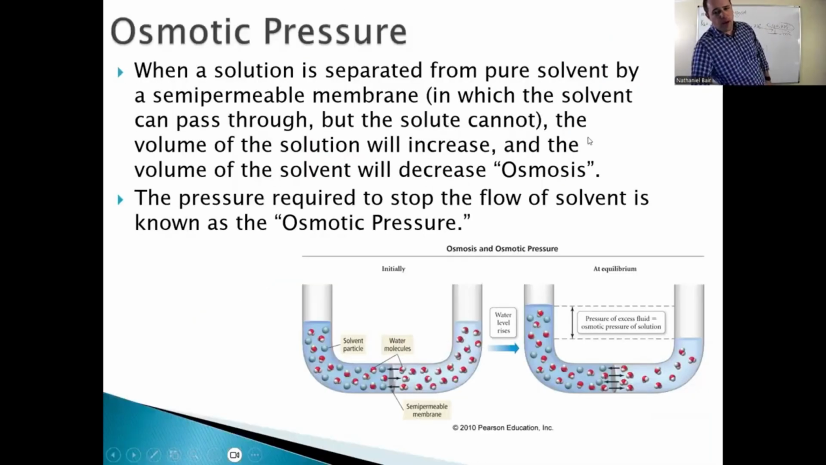Our last colligative property is osmotic pressure. Osmotic pressure is, well, hopefully you've heard of osmosis before. Let's stop and talk about that.